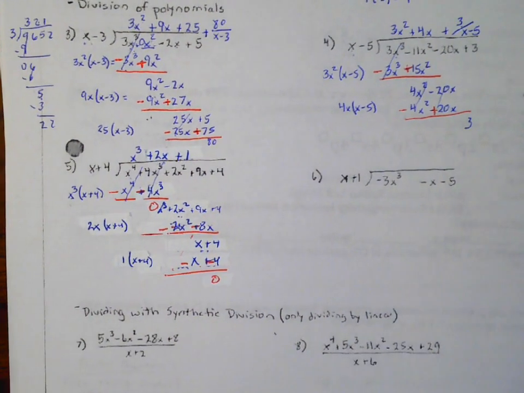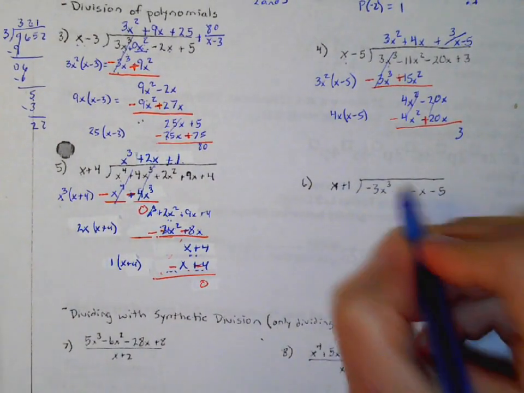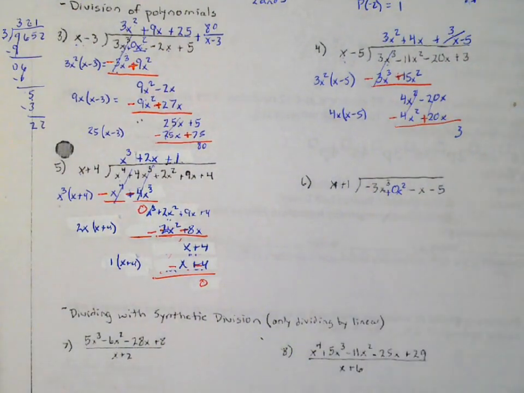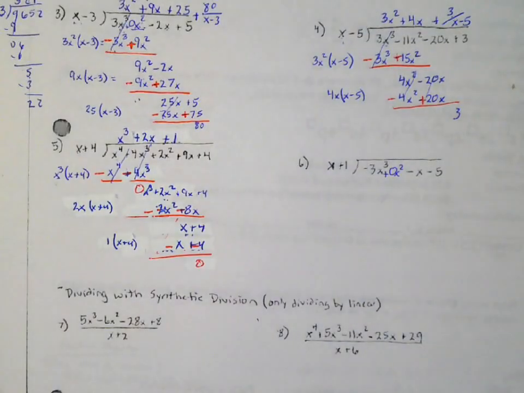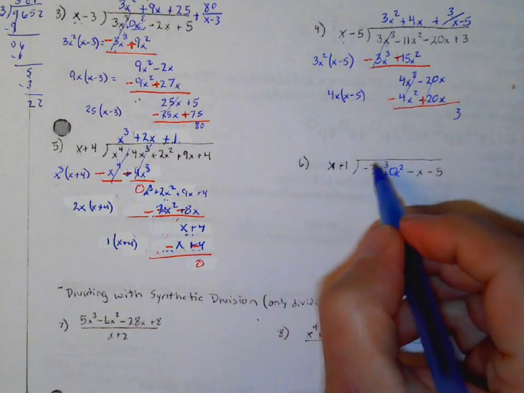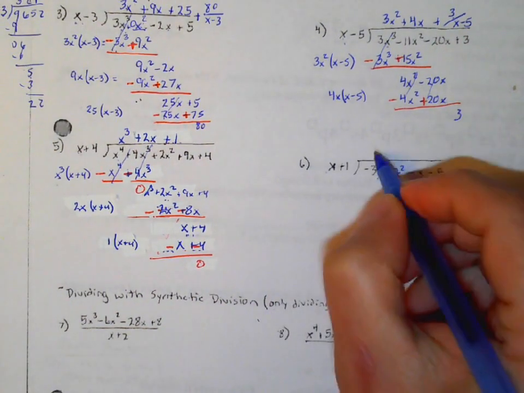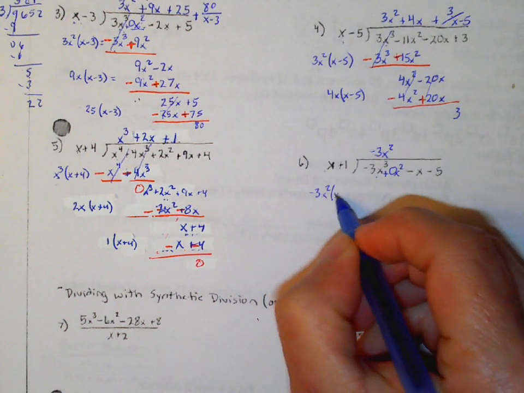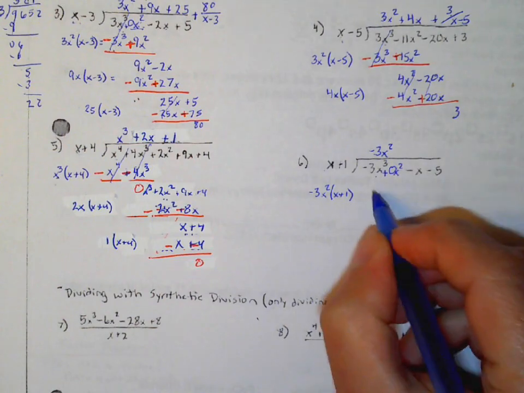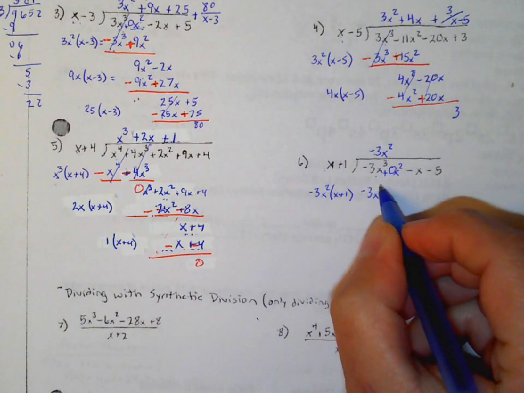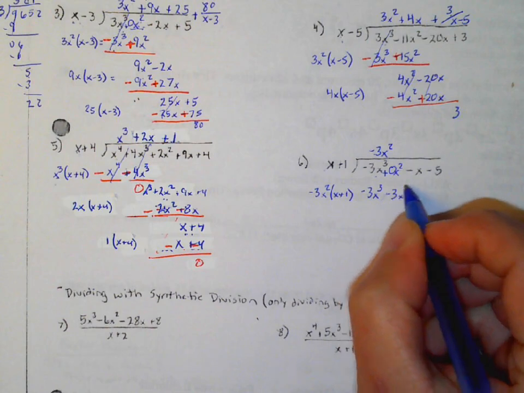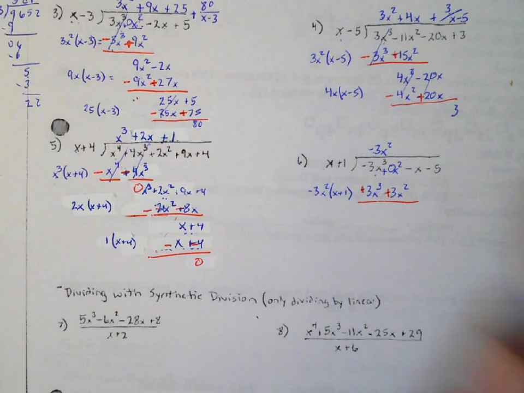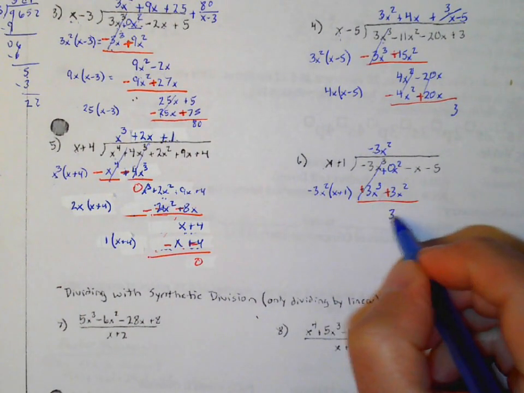Okay, next one. Once again, remember how you leave a space, x to the third, there's 0x squareds here, so leave a space there for it. And I really would like you to pause it and try it yourself if you haven't yet. So what times x is negative 3x to the third? Negative 3x squared. And multiply that through, hopefully correctly this time. And negative 3x squared there. Okay, draw the line, change the sign to subtract. So those cancel. We have 3x squared.